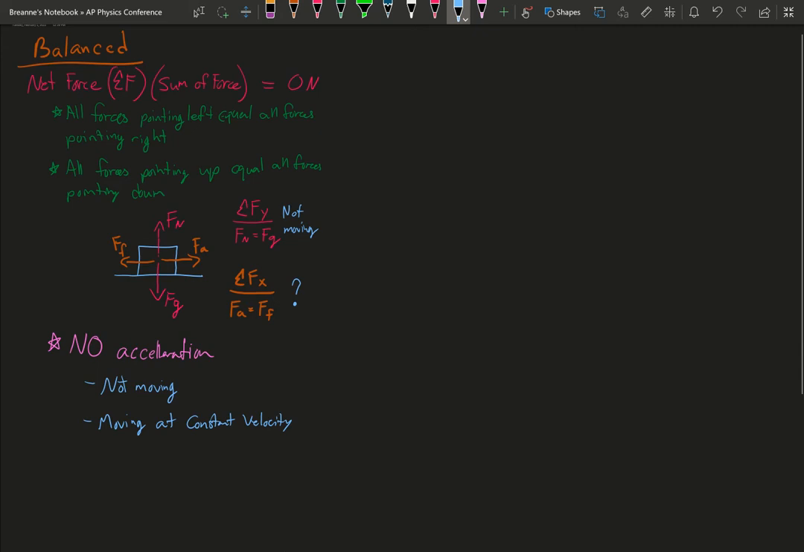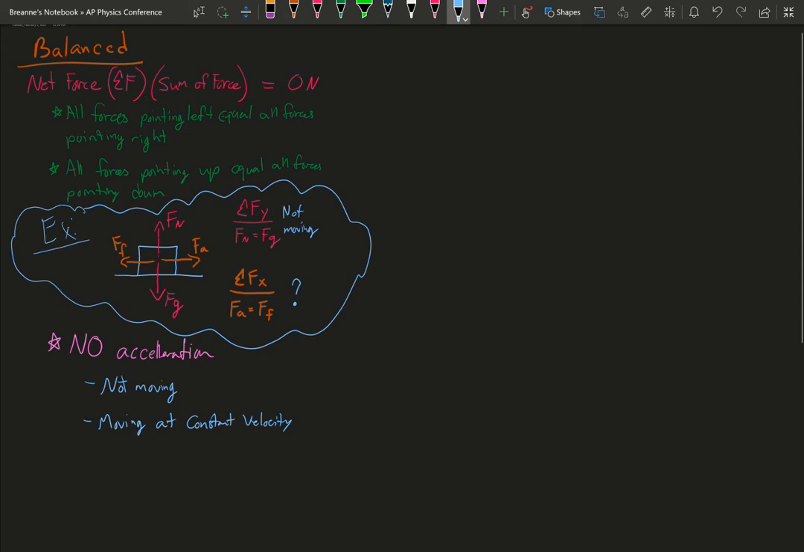This is just an example. This is not the end all be all, because we'll talk about more examples. So that's just one example. And so in this case, the net forces are balanced. Force of gravity equals your force of normal. Your forces in the x are balanced. Your force applied equals your force of friction.